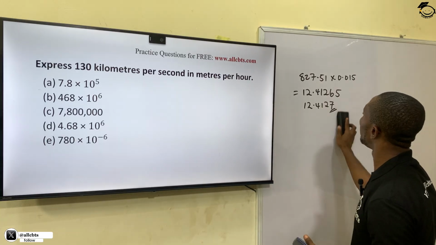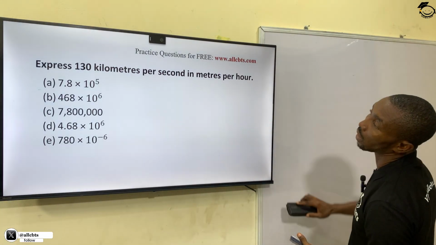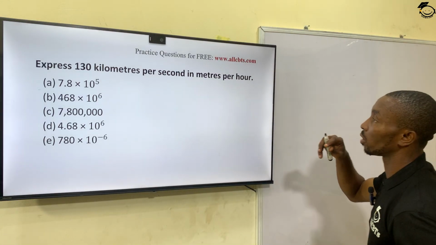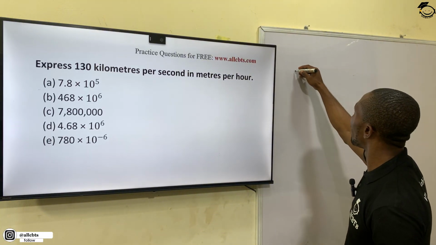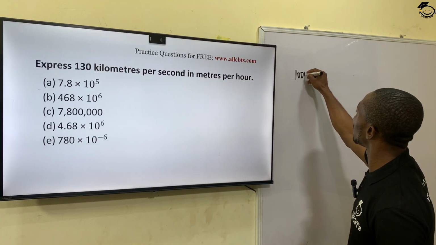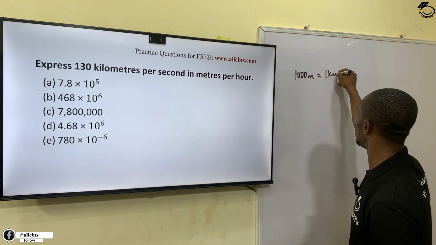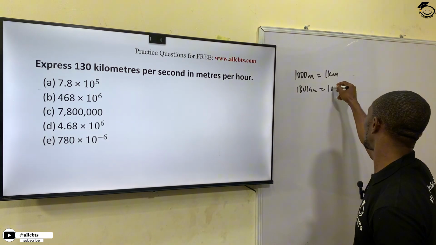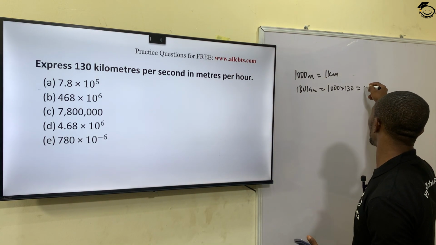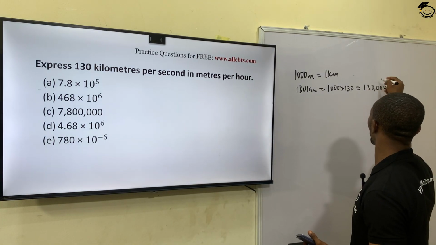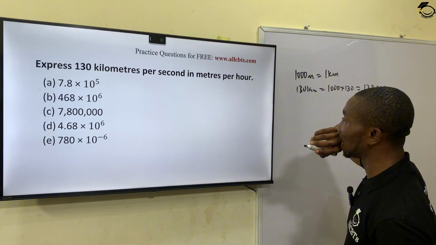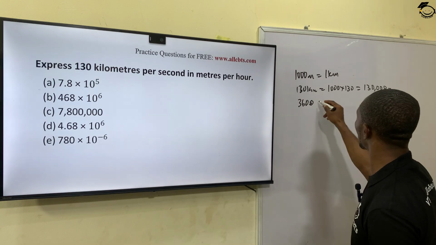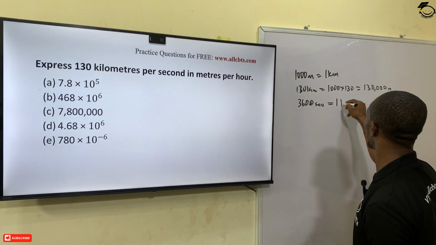Now, it says, evaluate 130 kilometers per second in meters per hour. Okay, so we have 1,000 meters equals 1 kilometer. So our 130 kilometers would be 1,000 times 130, which gives us 130,000 meters. Now, we know that 3,600 seconds makes 1 hour.